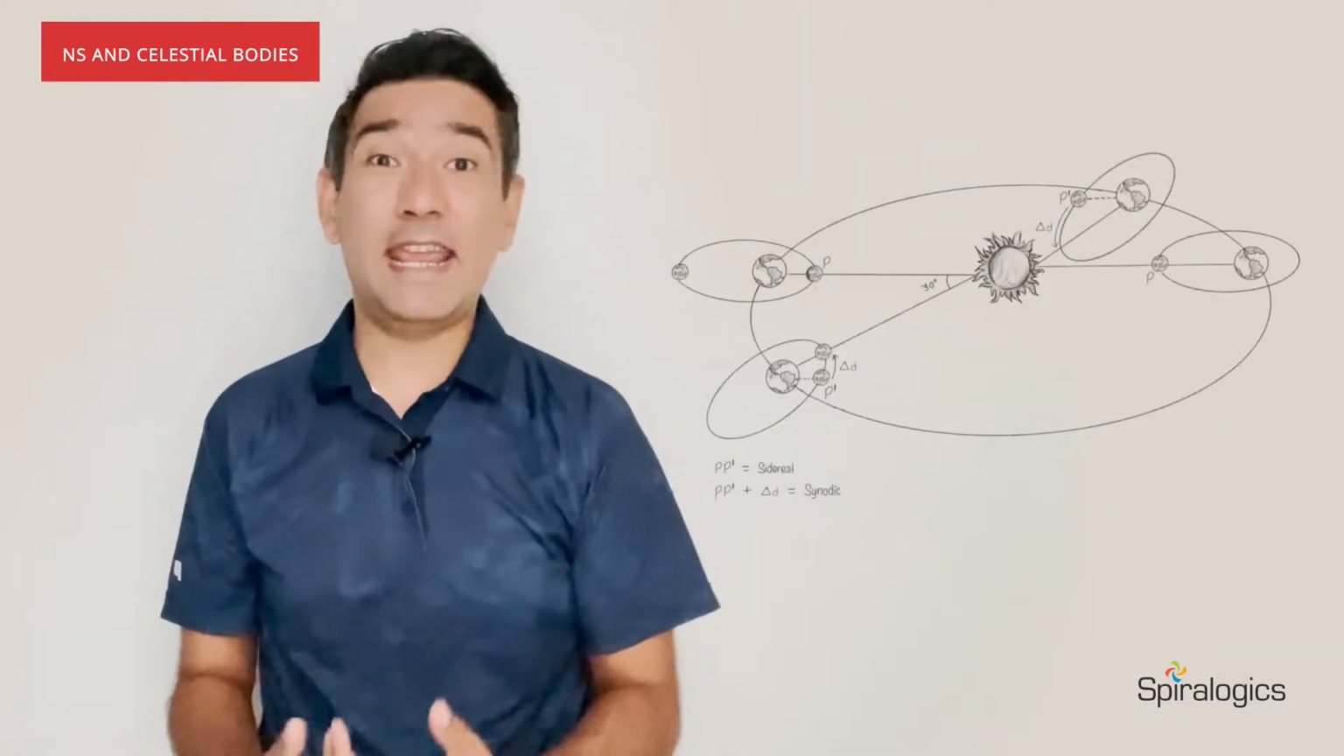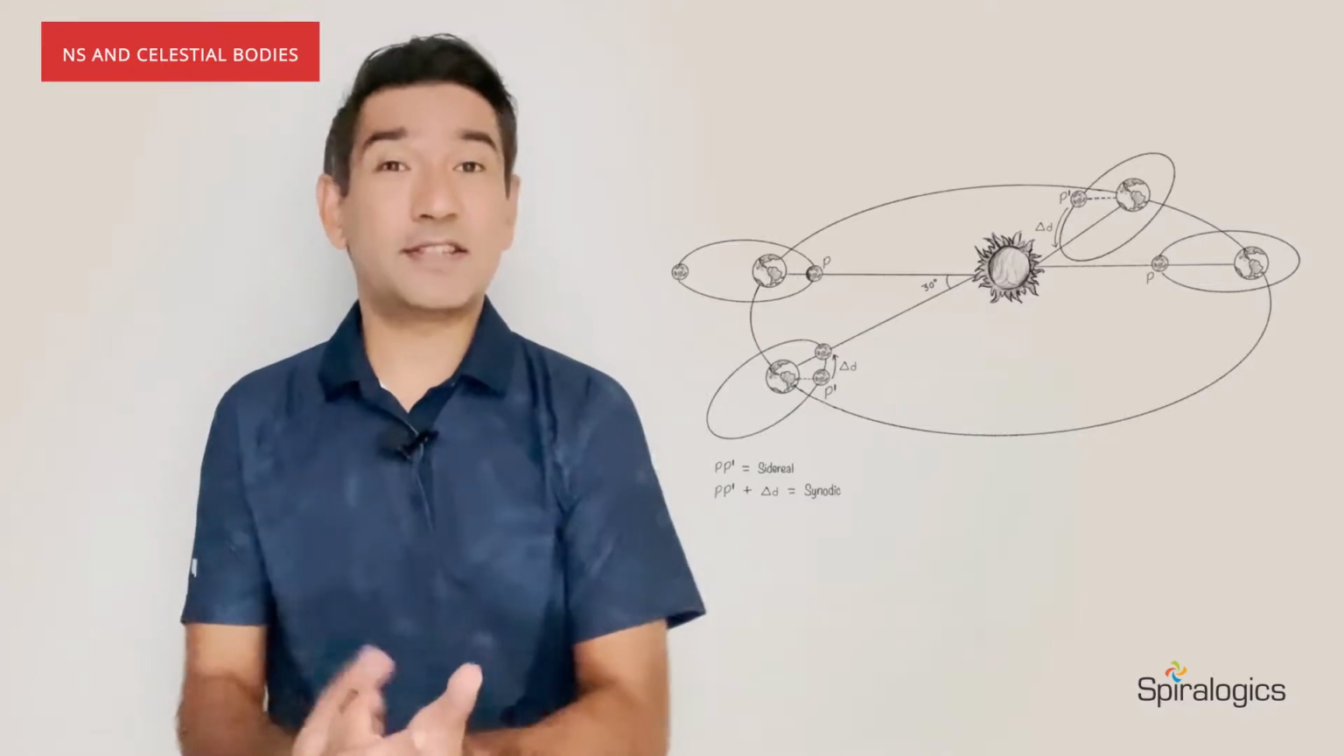NS is a lunisolar calendar. It depends on the movement of the sun, the moon, the earth and the stars. It takes into account that the solar and lunar motions vary in speed across the celestial sphere. So what makes a calendar? A day, a month and a year, right? So let's start with a day.